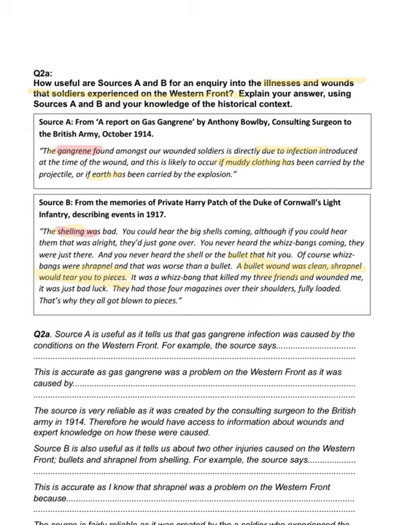A few of you missed marks because you took them together. Remember the question is saying how useful are sources A and B. It's not saying how useful are the sources or is one source more useful than the other. There's no conclusion. It's literally a paragraph on A and a paragraph on B. So if you looked at the criteria, there are actually 3 sections on how to do this.